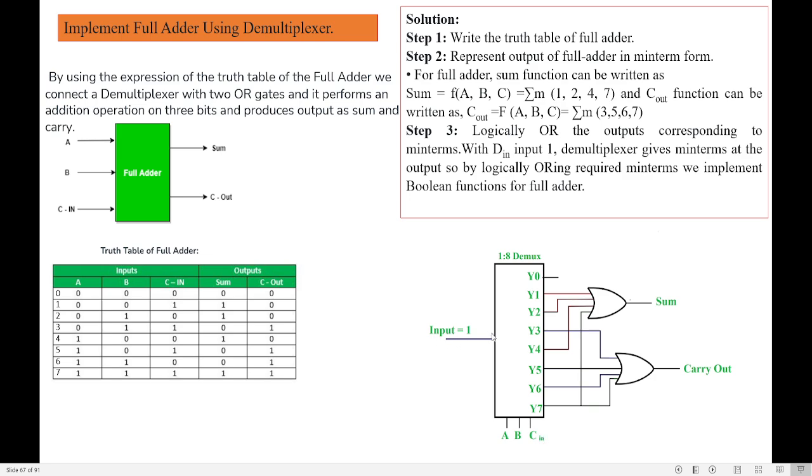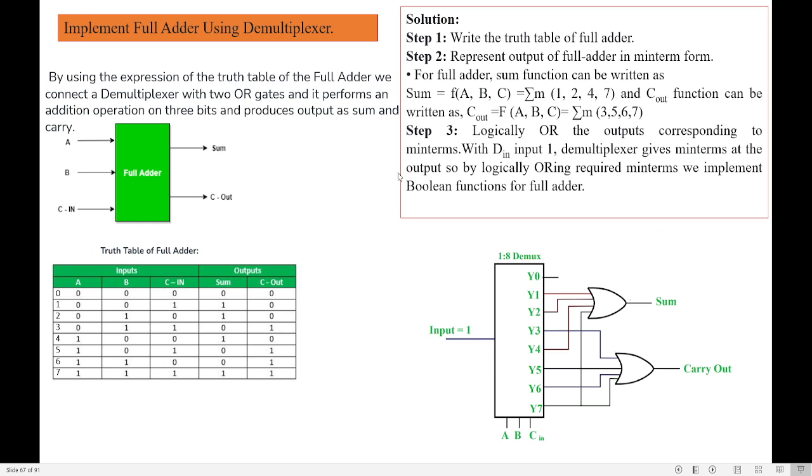Okay, so my input is 1. Depending upon the combination, if ABC is 0, 0, 0, you get sum 0 and carry as 0. This is how you design a full adder using demultiplexer. So you don't need a full adder. Now with the help of demultiplexer, you get the functionality of a full adder.